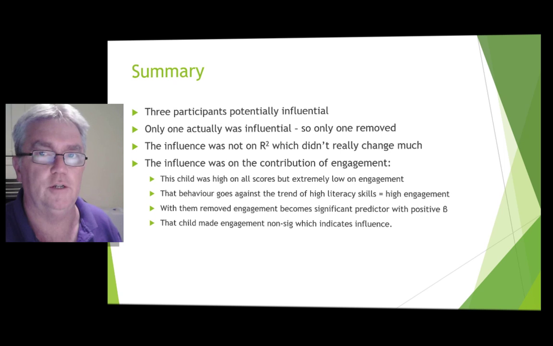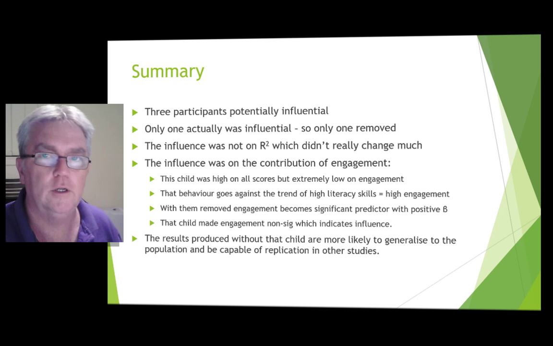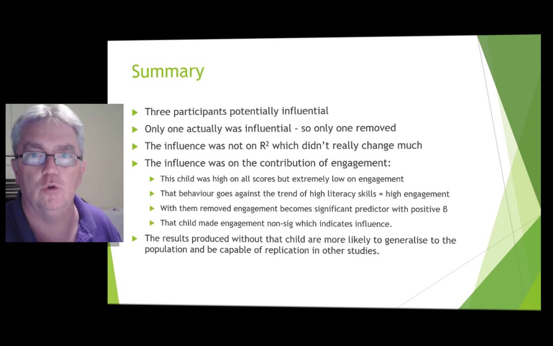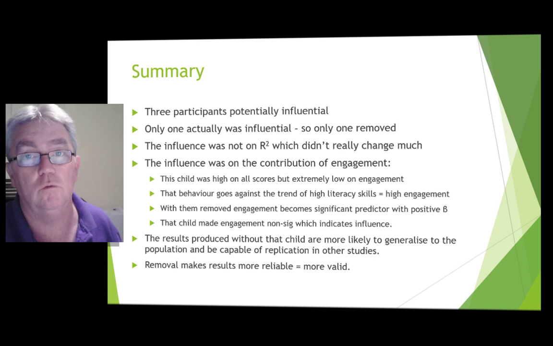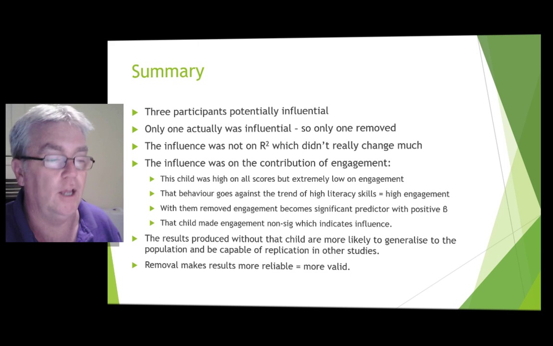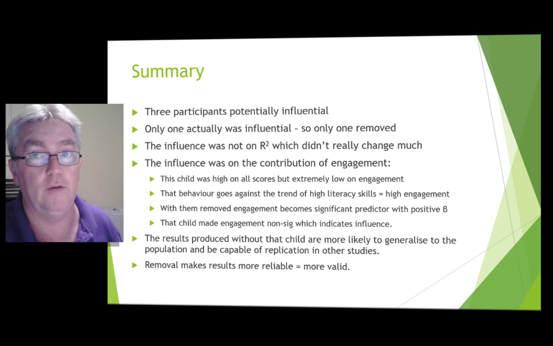So he's not representative of the population, and the results with him removed are more likely to reflect your average kid in a classroom, what's going on in your average classroom. It's more likely to generalize to the population. It's more likely to be reproduced in another study if you ran it, which is to say that with 172 out, the results are more reliable, and more reliable means more valid. So you're better to report the results with 172 taken out.